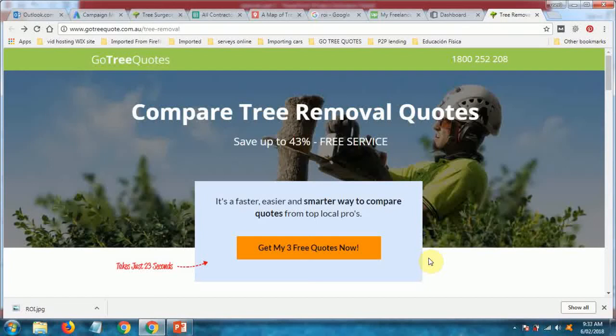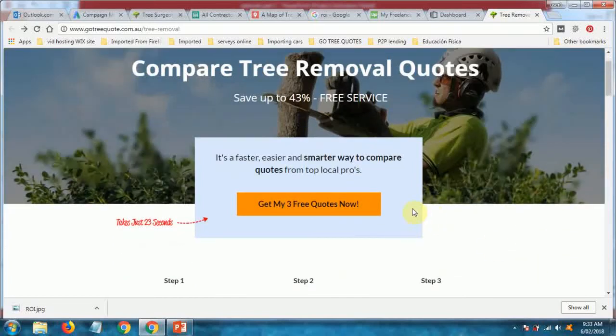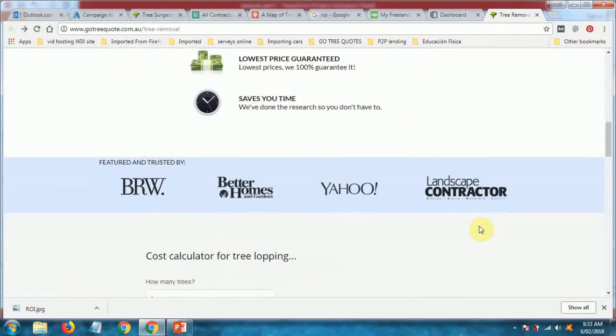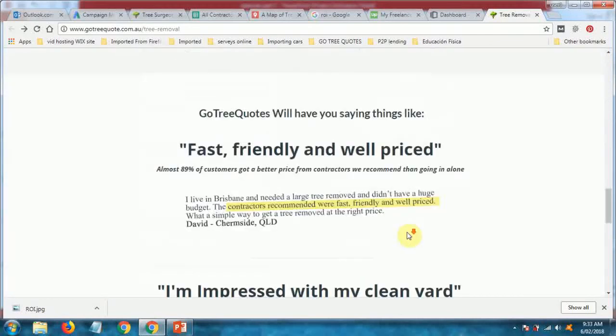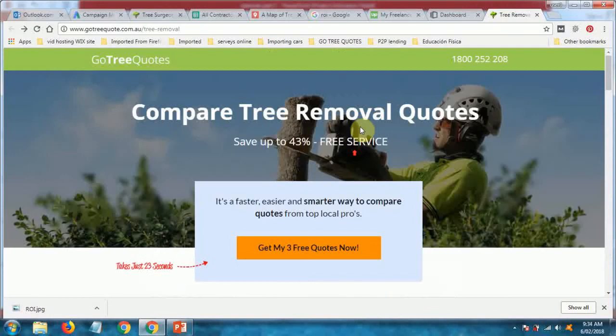So this is where I test various things. As I mentioned before, headline makes a huge difference. If I had this blue and I changed that to grey, it'd probably halve my conversion rate. It's amazing how the very, very small things matter. My call to action: get my 3 free quotes now. That is a call to action, telling them to get their 3 free quotes. I've got a cost calculator in here. So this is how I do things.